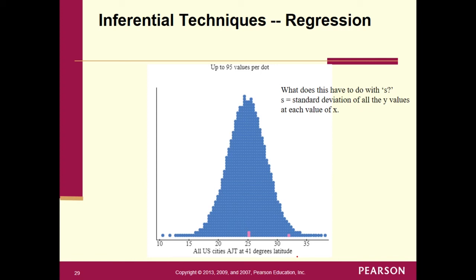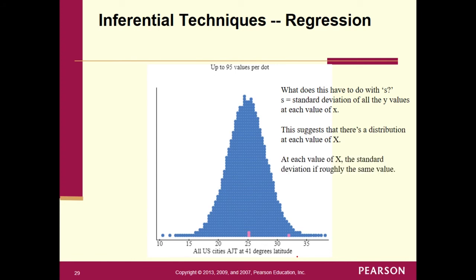Well, let's continue down this path. What does this have to do with S then? Well, S is the standard deviation of all the y values at each value of x. So this suggests that there's a distribution at each value of x. In other words, there's a distribution at 41 degrees latitude, there's one at 40, there's one at 42, 43, 29, and so on and so forth. At each value of x, the standard deviation should be roughly the same. That's what we're saying here, and that's what we're estimating with S.